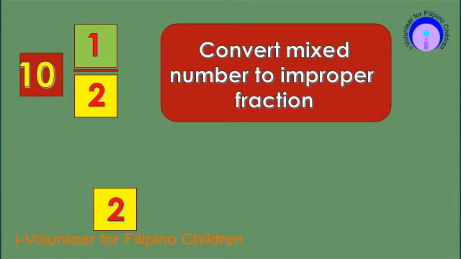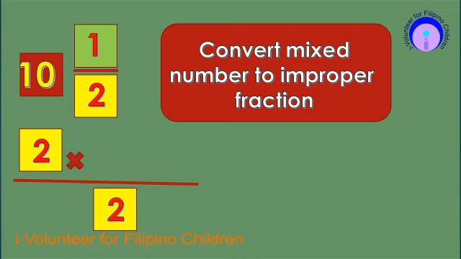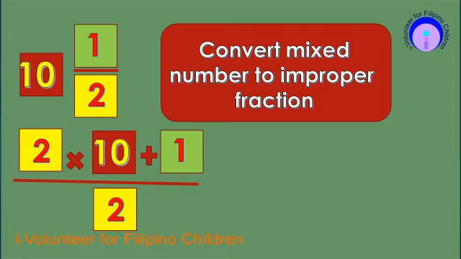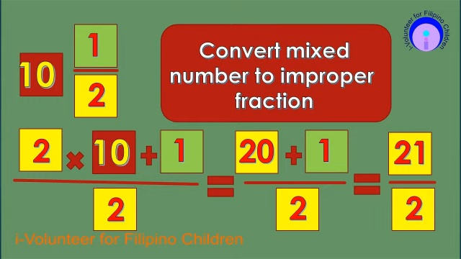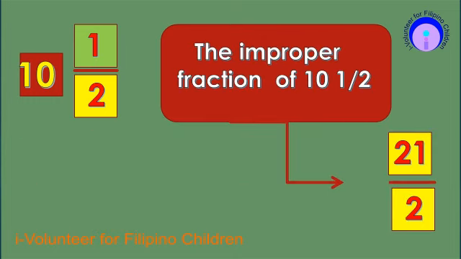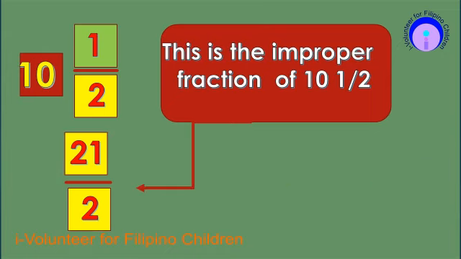Always copy the denominator. Denominator times the whole number plus the numerator. This is now the improper fraction of the mixed number. Let's convert the other mixed number.